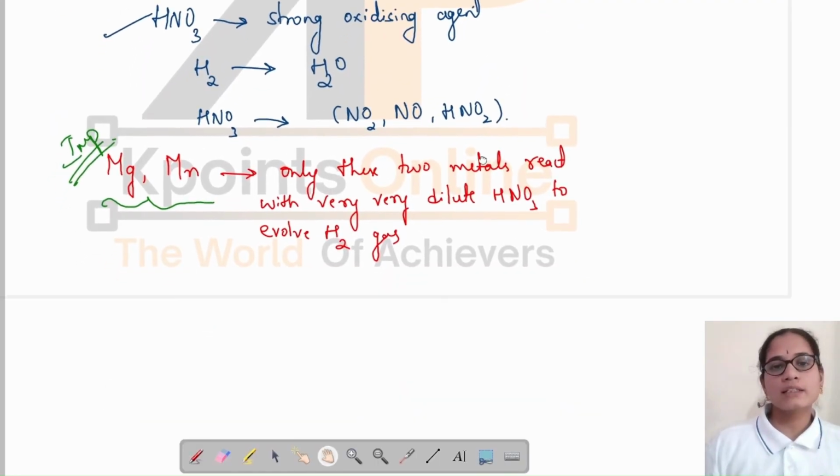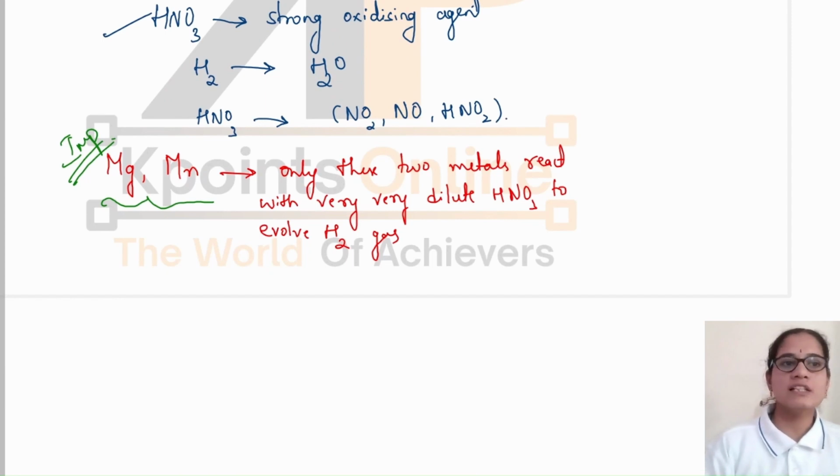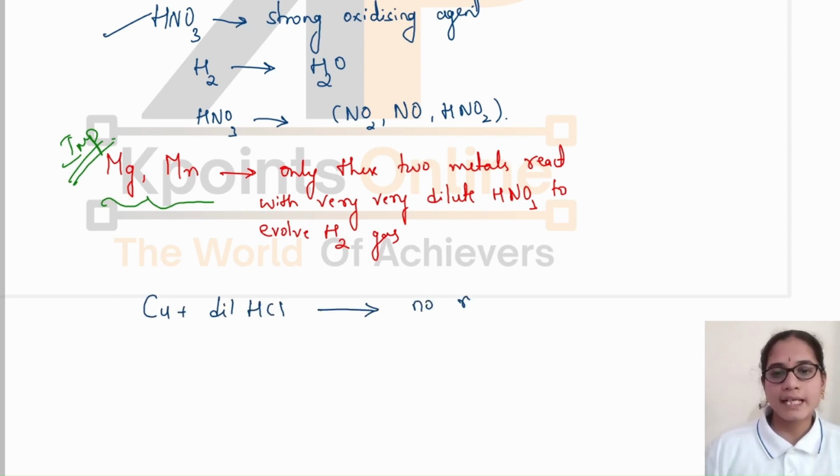Okay. Then what about other metals like gold, copper, silver? Do they react with dilute acids? Actually, these metals will not dissolve in dilute acid, so they will not react. If I make copper react with dilute HCl, it will not form any reaction. Keep in mind that not all metals will displace hydrogen from dilute acids.